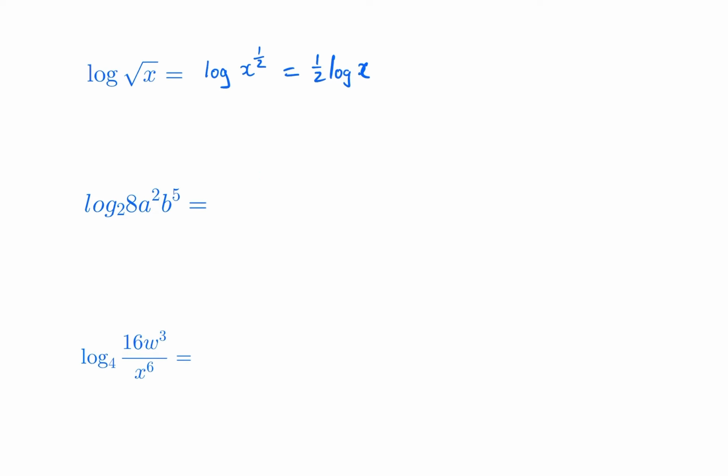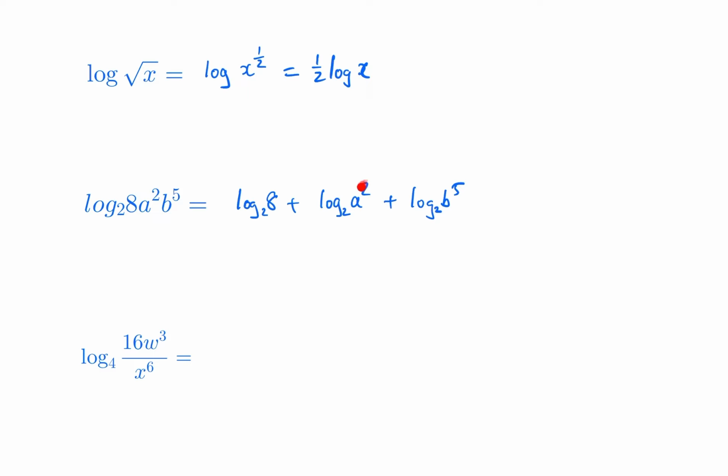All right, next example. We have the log of 8a squared b to the 5th base 2. Okay, so first we're going to separate these out into different products. So this becomes log of 8 base 2 plus log of a squared base 2 plus log of b to the 5th base 2. See how we have the product of 8 times a squared times b to the 5th. So we broke these up into log of each of those: 8, a squared, b to the 5th.